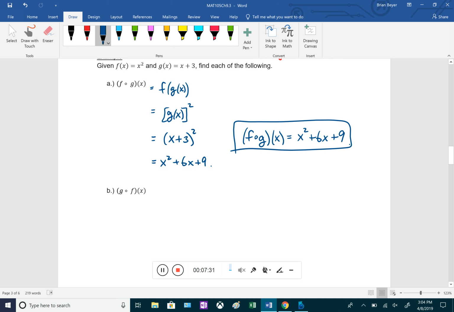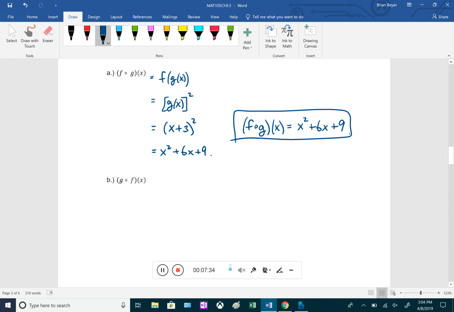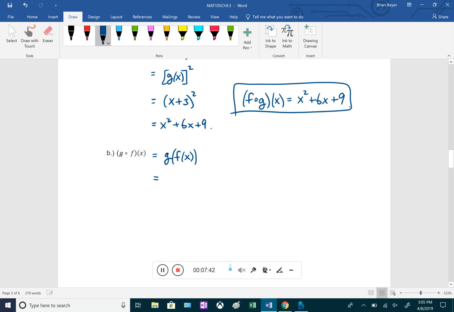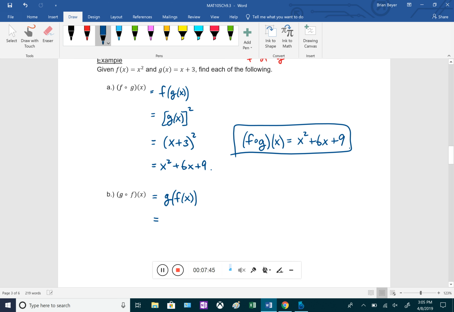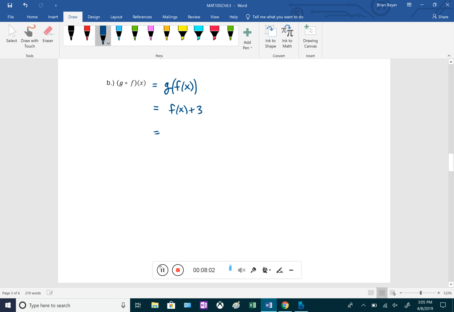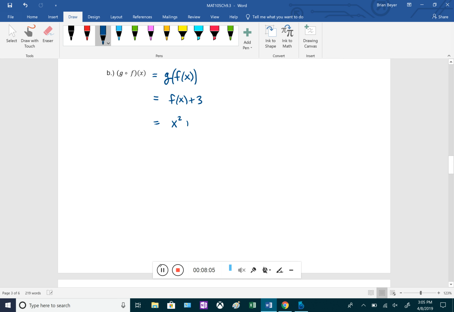So let's do g of f of x. This is going to be the same as g, and then plugging in f of x everywhere there was originally an x. So g of x was originally x plus 3. So instead of x plus 3, it's going to be f of x plus 3, which means we're plugging in f of x into every x in g. So f of x was x squared, so this is going to become x squared plus 3, and that's actually as far as we can simplify it, so that's going to be the answer.